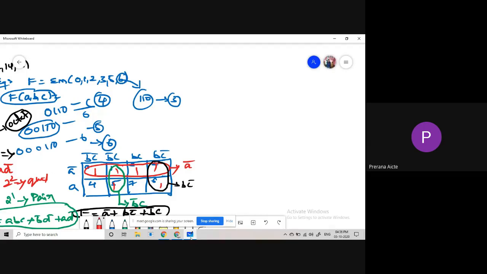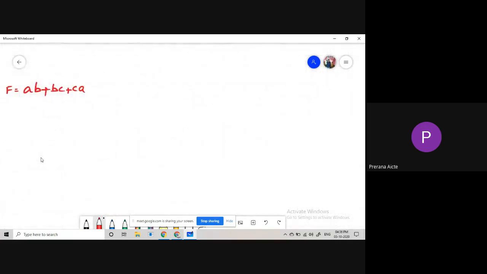For example, if I get the expression F is equal to AB plus BC plus CA, sometimes they ask how many logic gates are required to implement this expression. How many gates are required? Three AND gates.